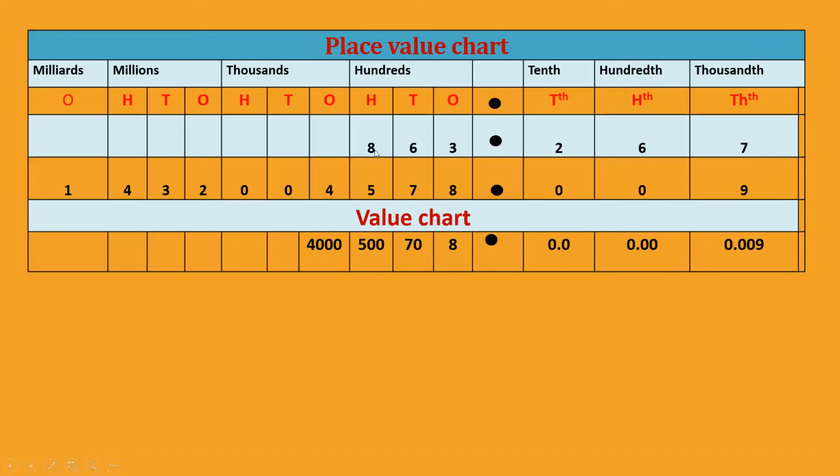Okay, so if we have 8 in hundreds, 6, 3, decimal point, 267 like the previous number, we already read it. And we have a new number: 1,432,000,000 and 4,578, and the decimal point, and 9,000.